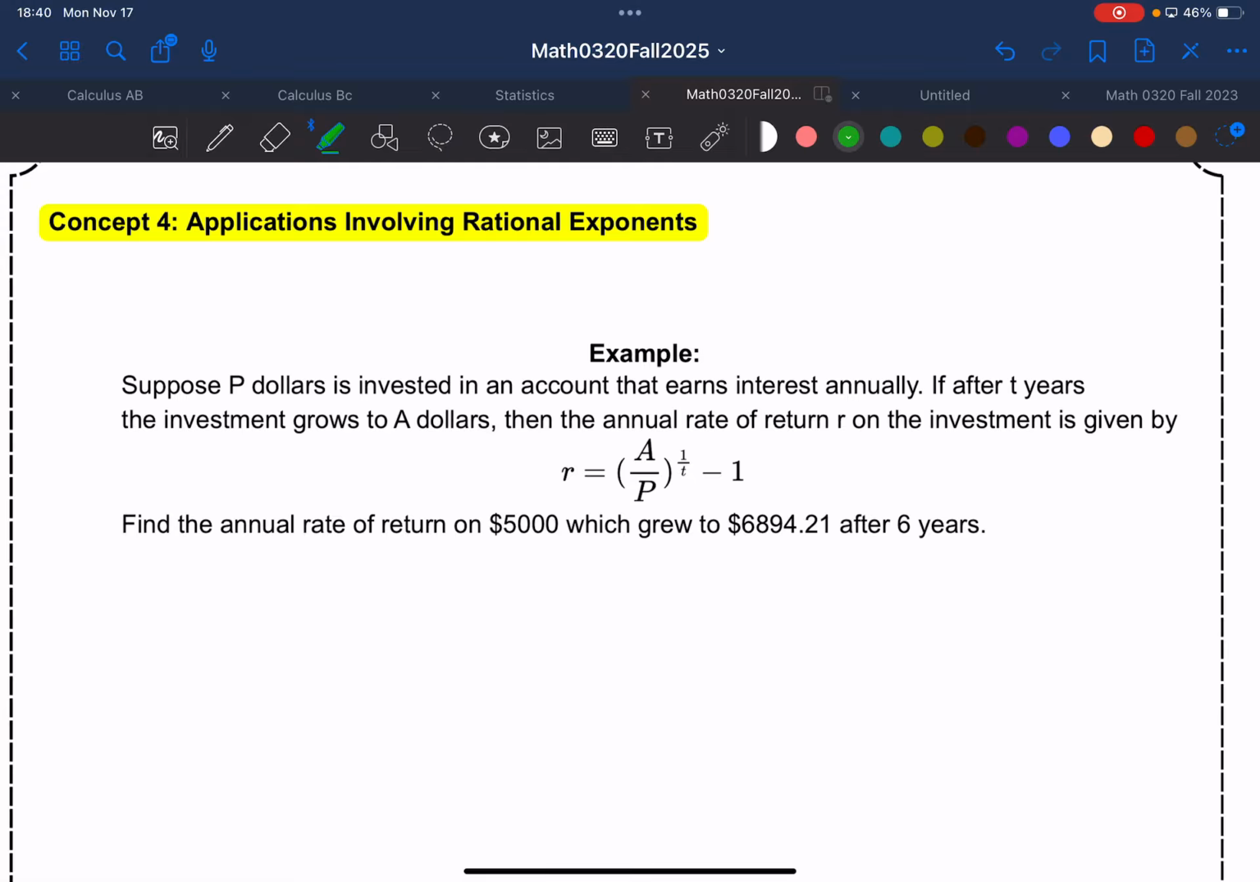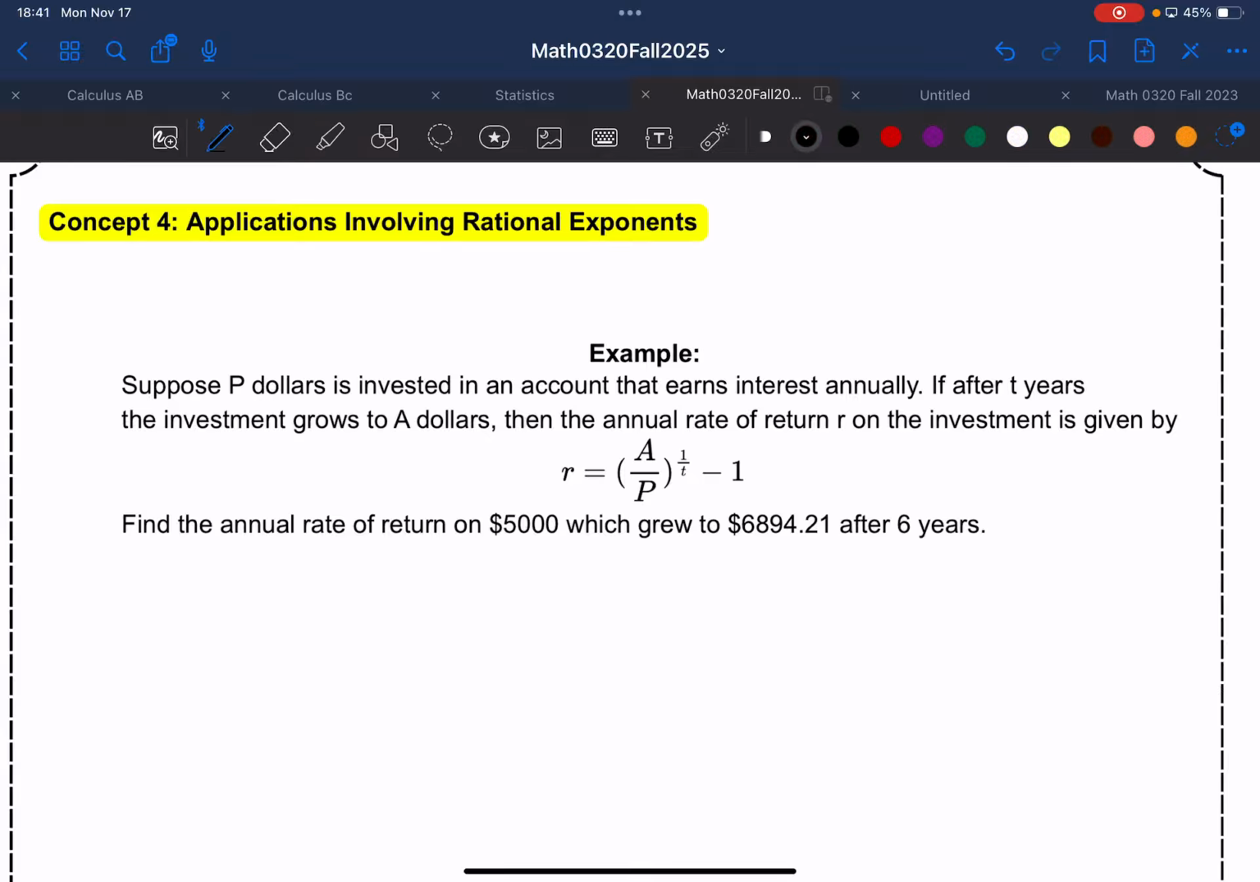So it says, suppose P dollars, and this is a business example. So for those of you who need to take business calculus or anything like that, suppose P dollars is invested in an account that earns interest annually. If after T years the investment grows to $A, then the annual rate of return R on the investment is given by R is equal to (A over P) to the 1 over T power minus 1. Find the annual rate of return on $5,000, which grew to $6,894.21 after T years. So they're giving us all the values. They just want us to plug them in.